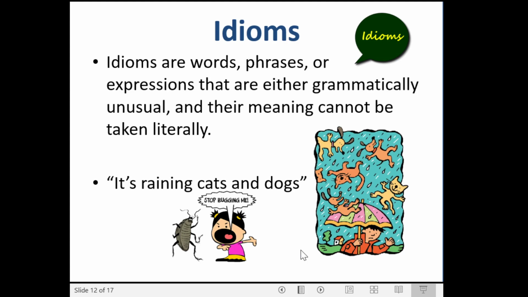Then we have idioms. Idioms are words, phrases, or expressions that are grammatically unusual and their meaning cannot be taken literally. It is raining cats and dogs. Okay, is it really raining cats and dogs? No. It is an unusual phrase that cannot ever be taken literally. It's just, here it is used as a form of exaggeration.